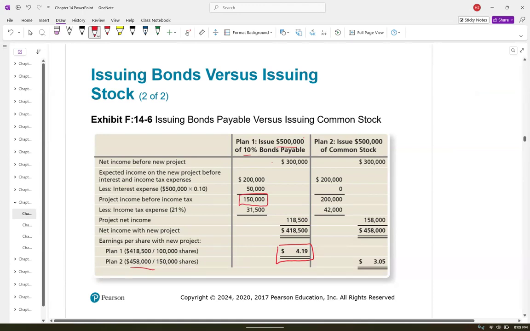So you can see why it would be more beneficial for a business to issue bonds than to issue stock. You can clearly see those numbers and see how that leverage works.